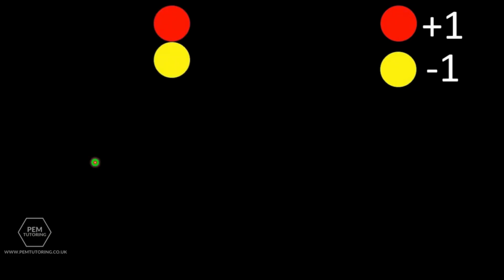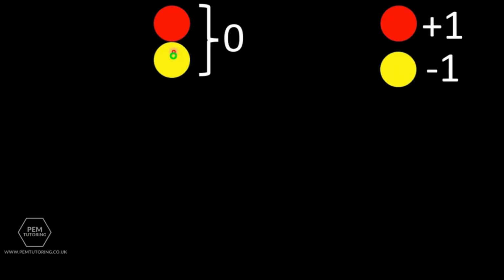Let's say we have a red counter which represents +1. So we have one red counter which represents a positive 1, and a yellow counter that represents -1. If we combine these two counters together, we would get 0 because we have a +1 and a -1. So +1 take away 1 would give us 0.